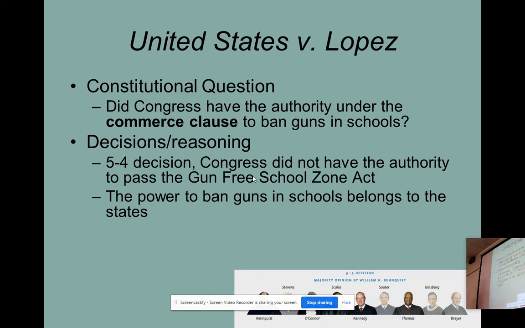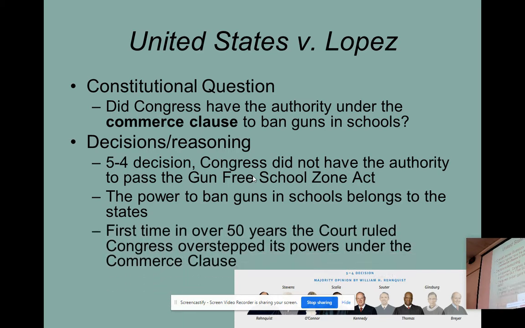So can states ban guns in schools? Yes, absolutely. That's their power, through the 10th Amendment. But Congress, the federal government, does not have the power to ban guns in schools. And like I mentioned, this is the first time in over 50 years where the Supreme Court limits the power of Congress under the Commerce Clause. They have been extending commerce to include things like wheat production, discrimination in hotels, the Civil Rights Act, things like that. But this one specifically says, Congress, you do not have that power. It's a restriction on the power. So it strengthens the power of the state governments and weakens, in this scenario, the power of Congress.